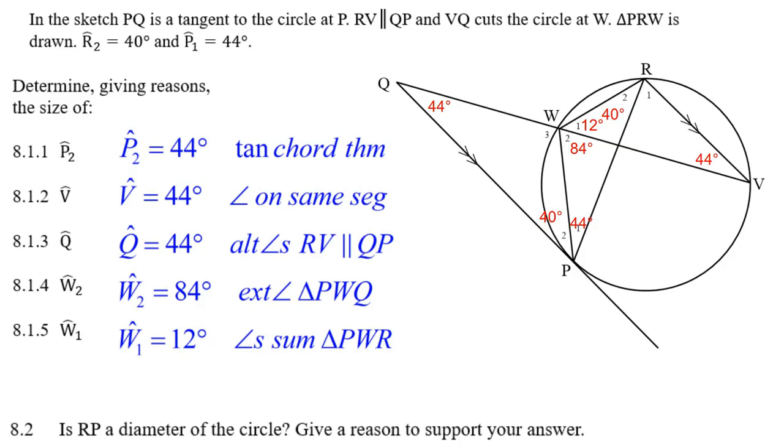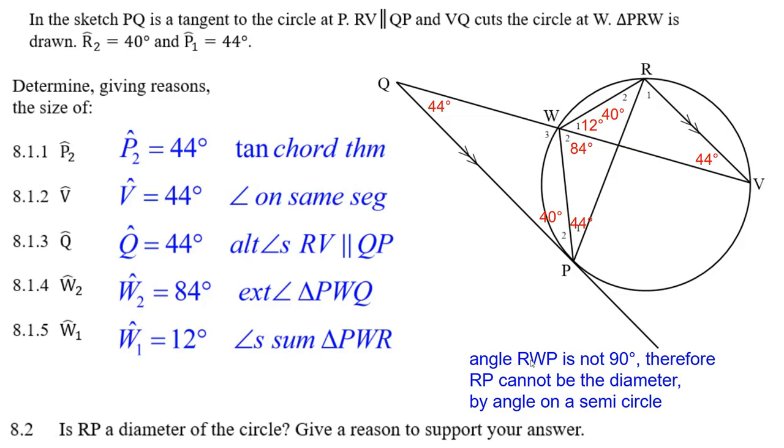Now, is RP a diameter of a circle? Well, I'd say no. If it was a diameter, this would have to be 90 degrees. If it's a diameter, the angle in a semicircle, a diameter makes a semicircle, it'd be 90 degrees. So it's not 90 degrees. Angle RWP is not 90 degrees. Therefore, RP cannot be the diameter by angle in a semicircle.